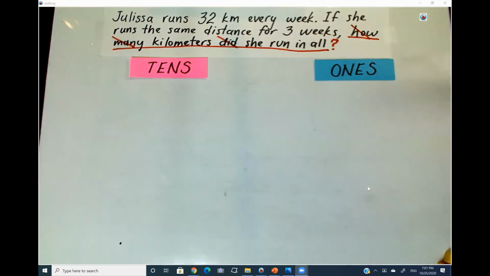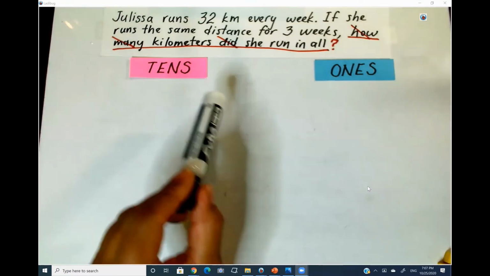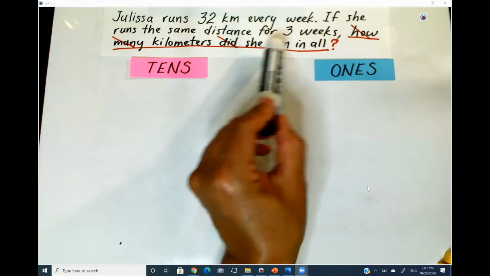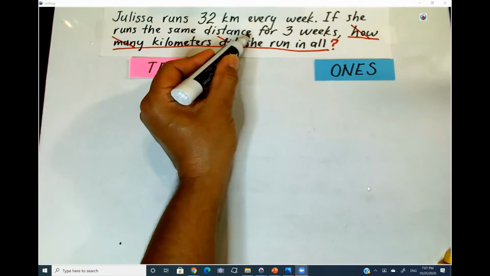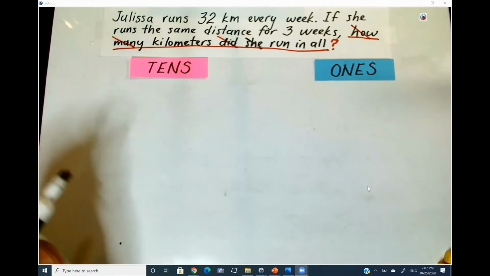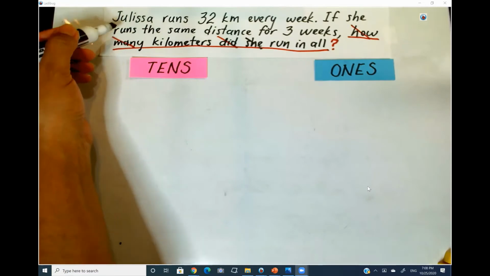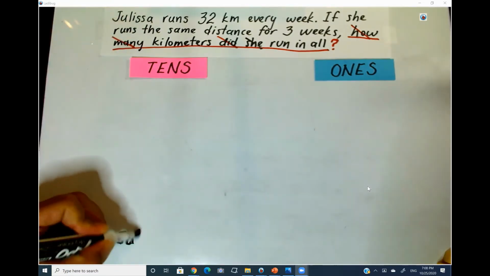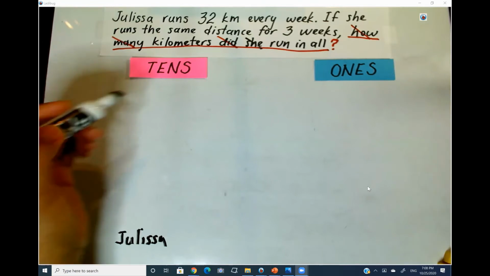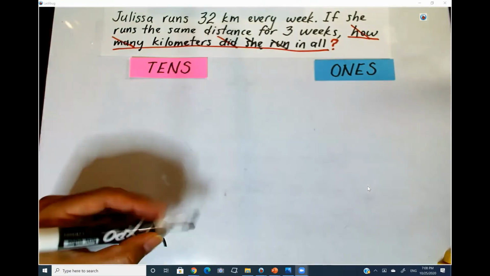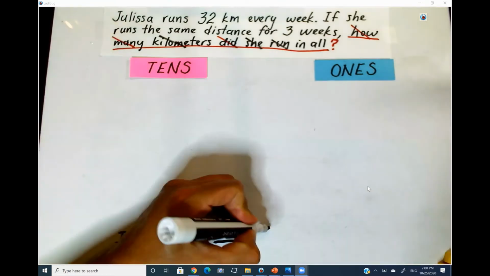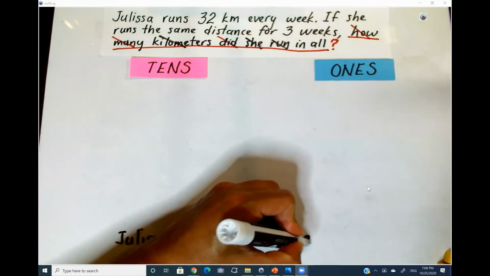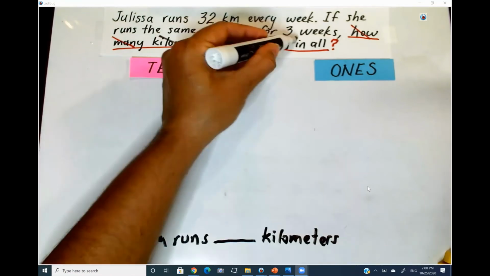Now, using the words that are left, we're going to write our answer statement. So we'll have to use kilometers, run in all, to find the answer. So we start with the subject. The subject, the noun, is she. So she we know is Julissa. So instead of she, I'm going to write Julissa. Then I'm going to do the verb runs, blank kilometers in all.